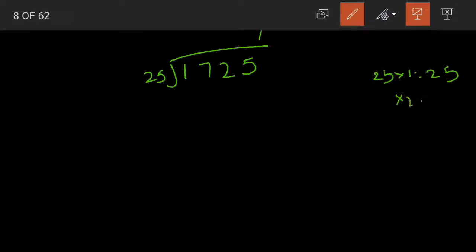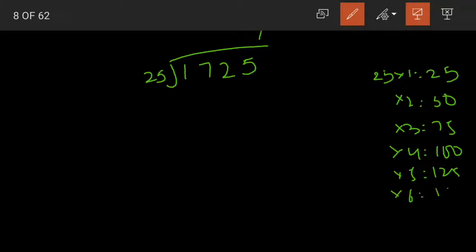25 ones are 25, 2s are 50, 3s are 75, 4s are 100, 25 5s are 125, 25 6s are 150, and 25 7s are 175. Now from this, here we want 172. 172 is not present in our 25 table. So what will we do, children? It lies between these two, between 150 and 175. We'll go with the smaller number, 150.